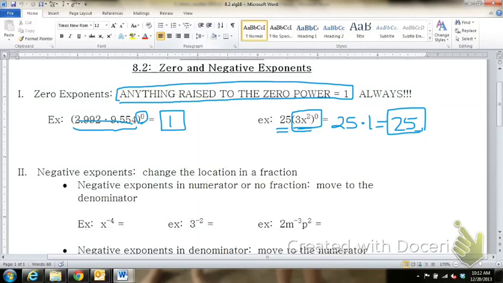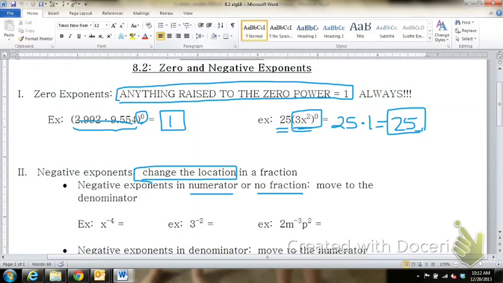All a negative exponent means is that you change the location. It does not change the sign, okay? Positive numbers are still positive, negative numbers are still negative. It just means to move a number to the opposite place where it is in a fraction. So, if I look at the first example, if I have negative exponents in a numerator or there's no fraction, you move the term to the denominator.